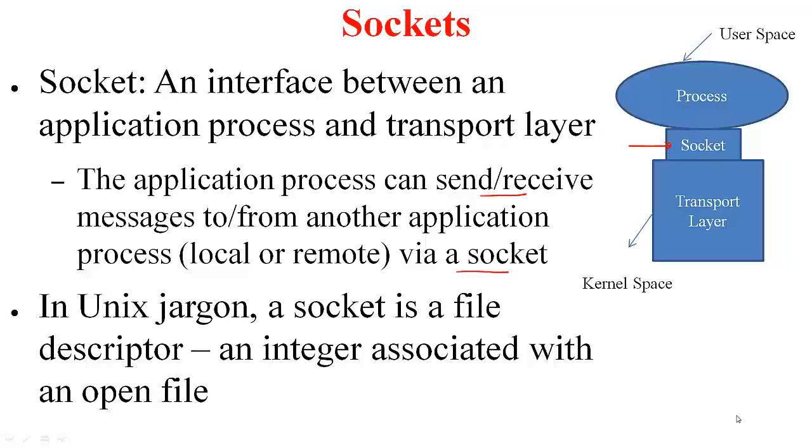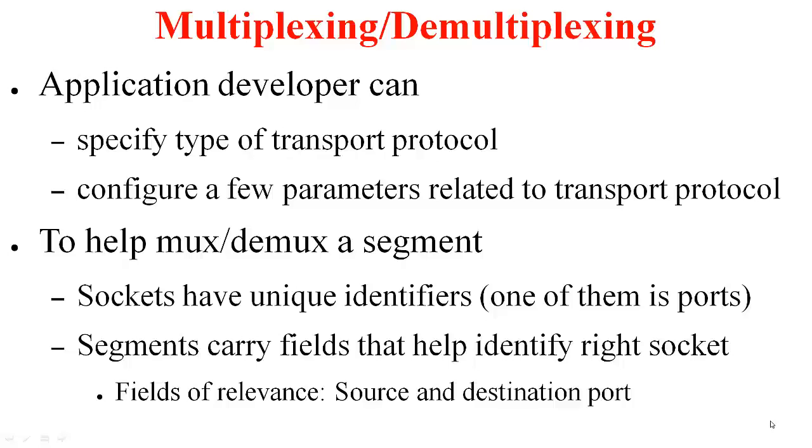An application developer, when interfacing with the transport layer, can potentially specify the type of transport protocol he wants to use, either UDP or TCP. And he could also configure a few parameters related to the particular transport protocol, for example, what segment size to use.